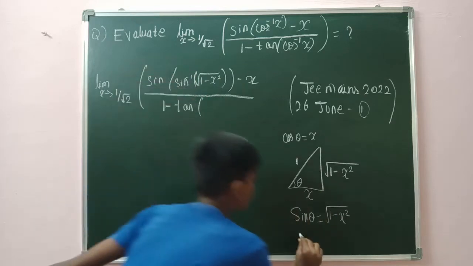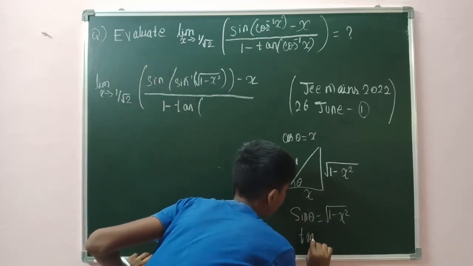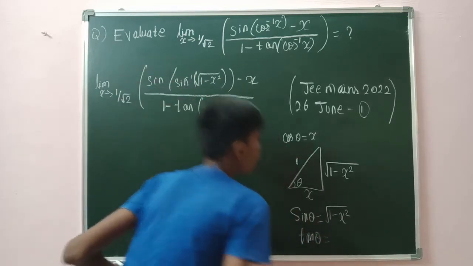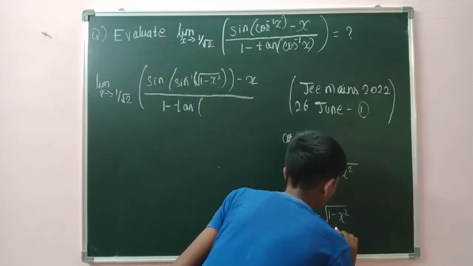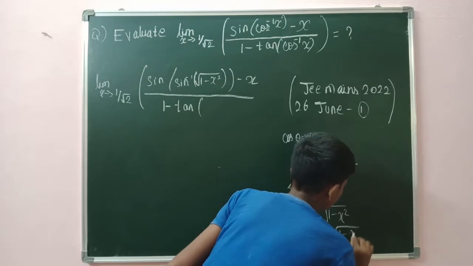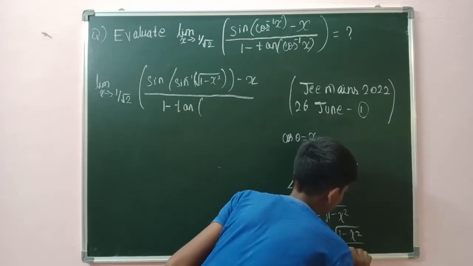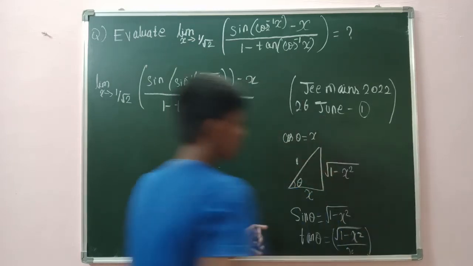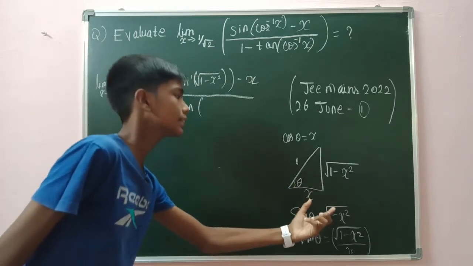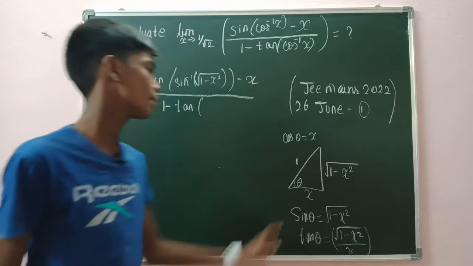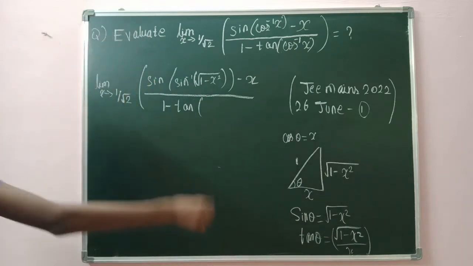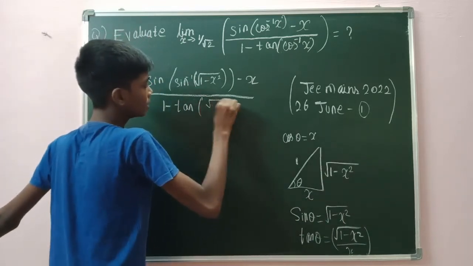So what I will say is, your tan theta will be nothing but opposite by adjacent. So opposite by adjacent is root of 1 minus x square by x. Correct na? That will be your tan theta. From this right angle triangle only I am saying your tan theta is opposite by adjacent, that is root of 1 minus x square by x.